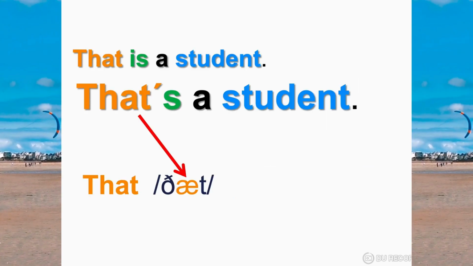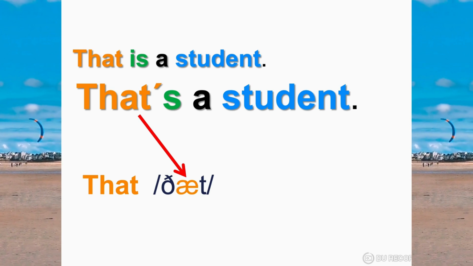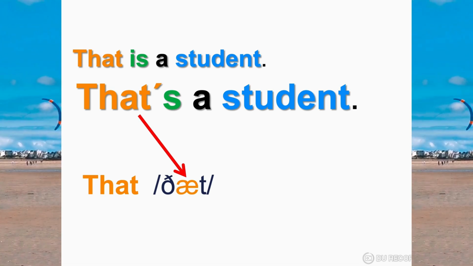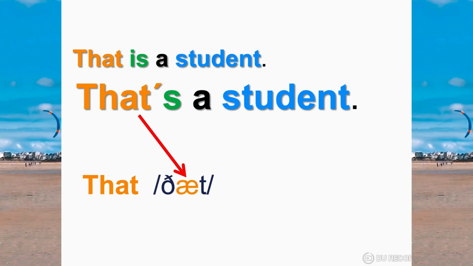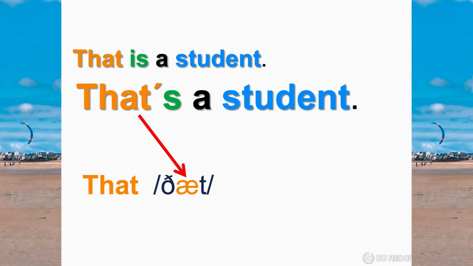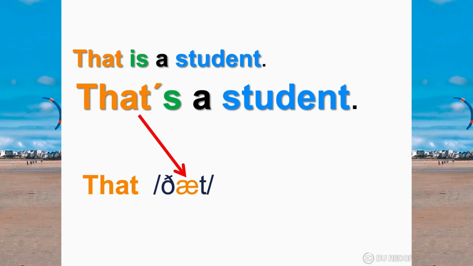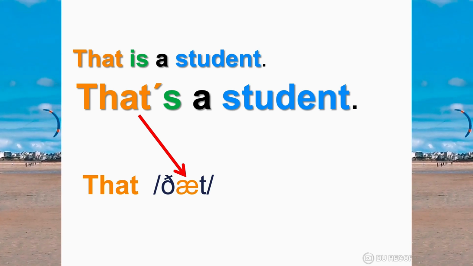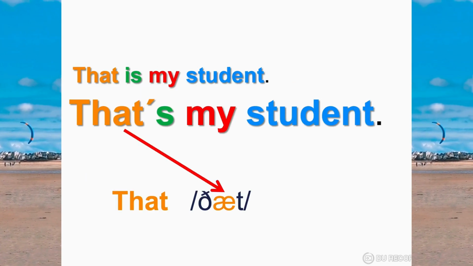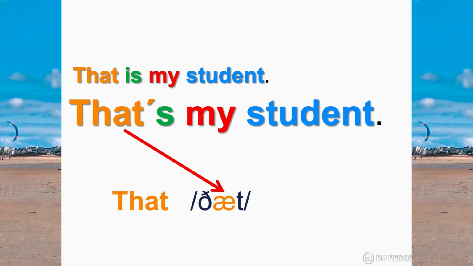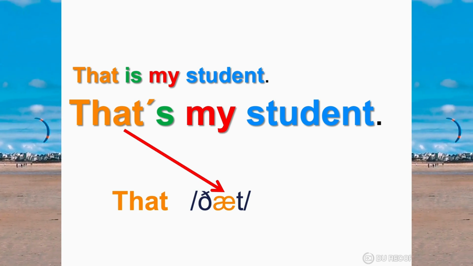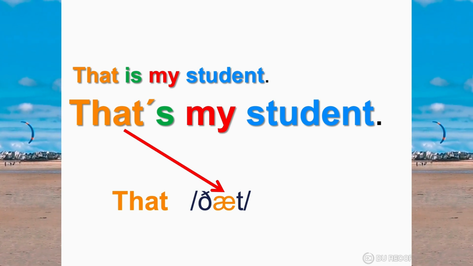Let's see. That is a student. So always that is, we make it a short form. That's a student. So the student is near or far? Of course, it's far. It's not near. Let's continue. That's my student. So my student is near or far?